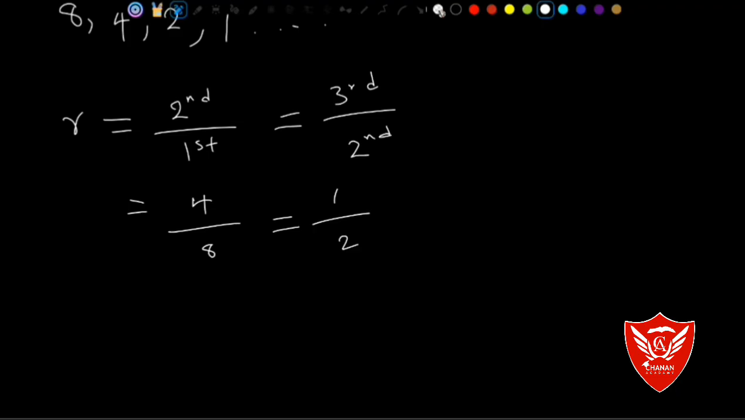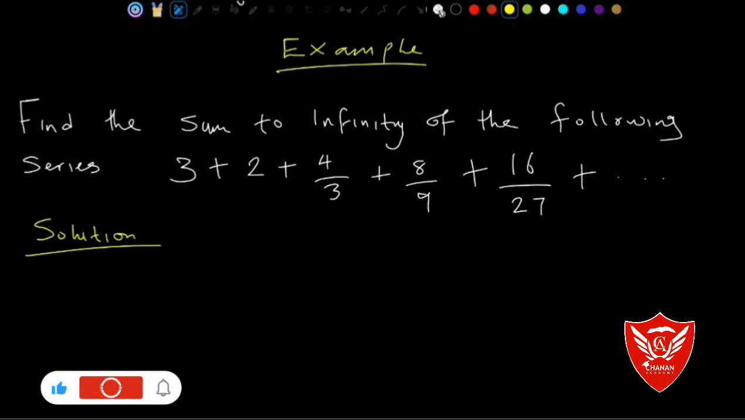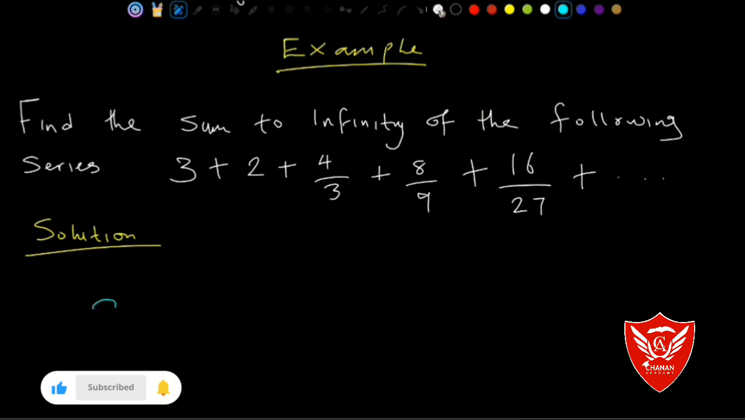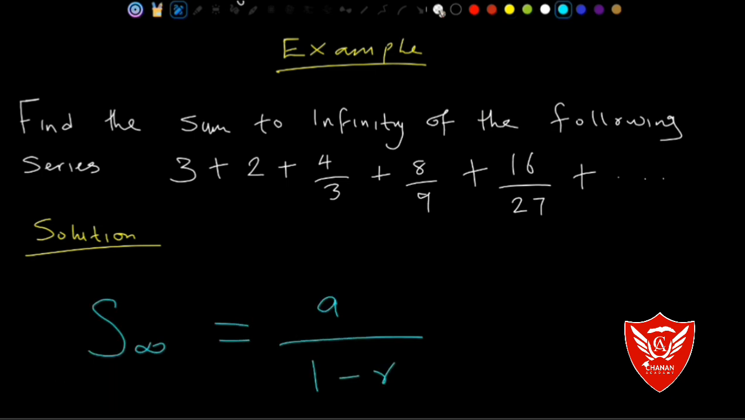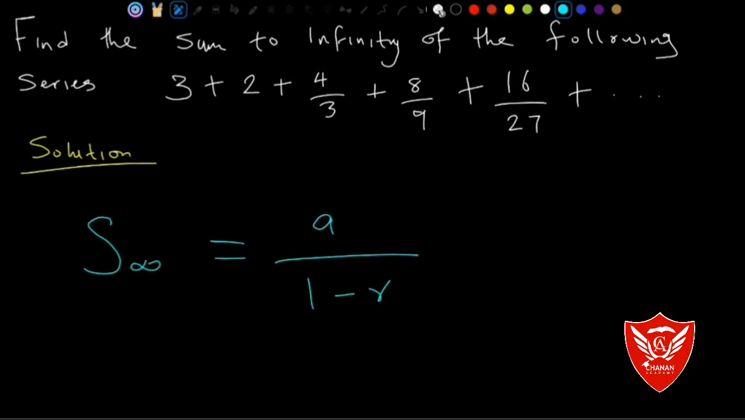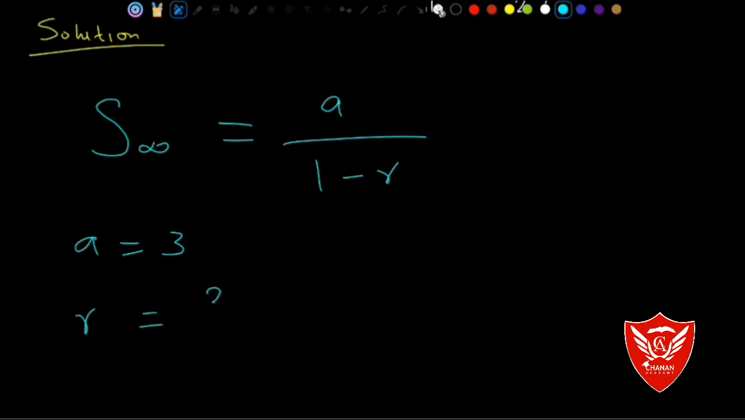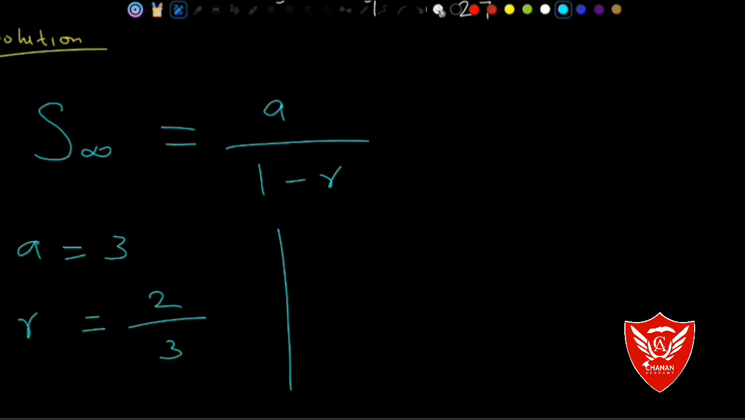Alright, so let's take an example to explain this. The question says, find the sum to infinity of the following series. Because it has already been stated that it is sum to infinity, we are going to use the formula for sum to infinity: the sum to infinity is equal to a over 1 minus the common ratio. So our first term a is equal to 3, and the common ratio r is going to be 2 divided by 3. So this is the common ratio. And if we substitute the values, we have 3 over 1 minus 2 over 3.